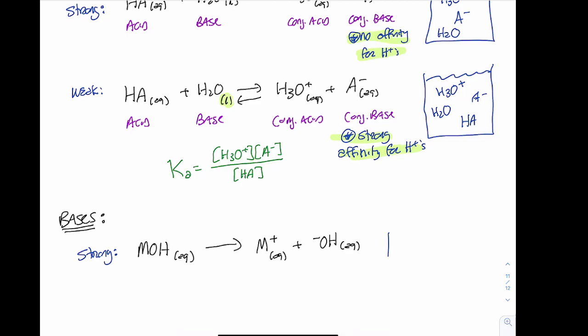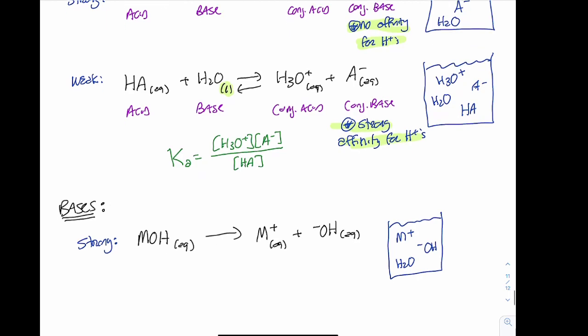If I was to draw my beaker drawing, I do have my dissociated ions. And then I also have some water in here. Do be careful. Sometimes you have a cation from group 2A, so something that would have a positive 2 charge when it forms an ion. So something like calcium hydroxide, you would actually have 2 hydroxides for every 1 calcium.